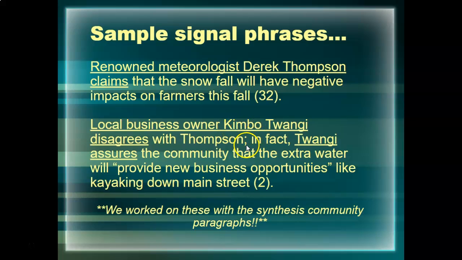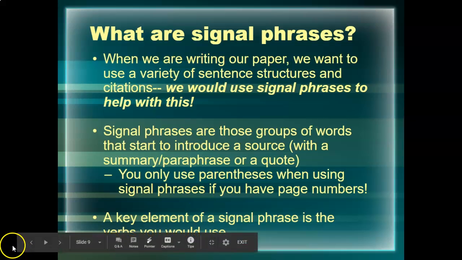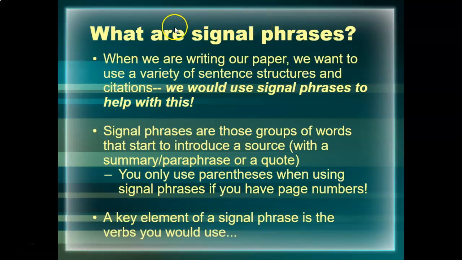And even in the next one here, it says, in fact, Twangy assures the community that the extra water will, quote, provide new business opportunities like kayaking down Main Street. So the assures means that there is some concern that he is responding to and saying, no, it's actually okay. So again, the verbs that you use are going to be really helpful in identifying or using effective signal phrases. All right. Again, it is expected that some of your citations will use signal phrases and some of them will not.